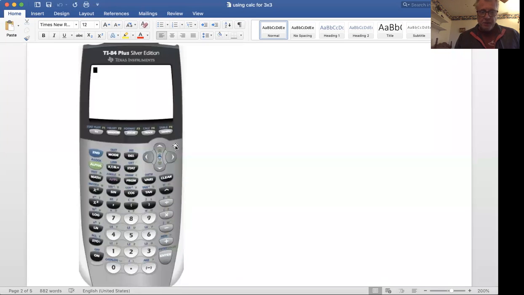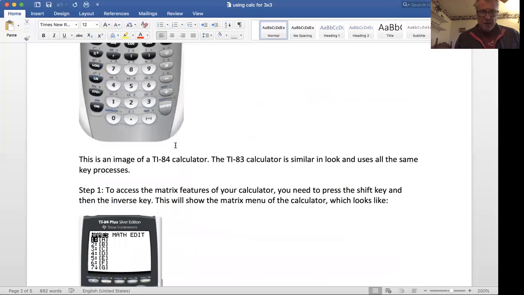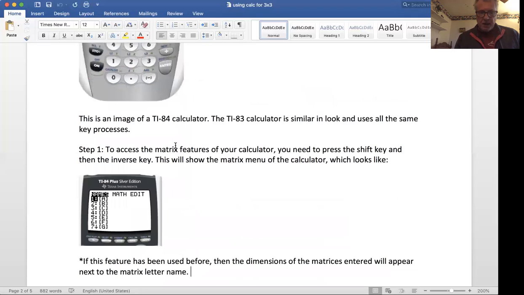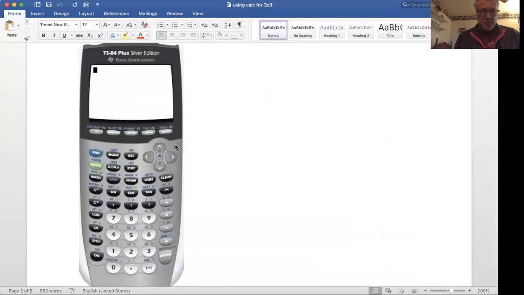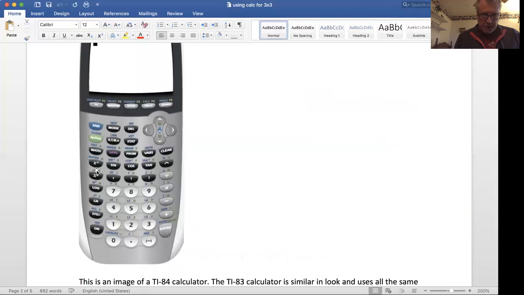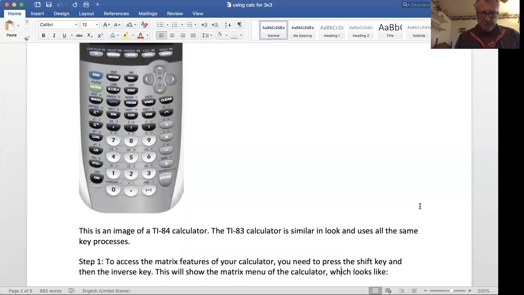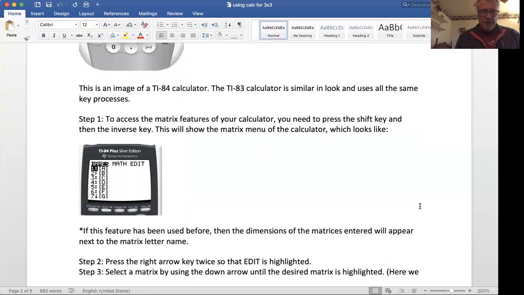So now let's start on our matrix, home window. We're going to press TI-83 or 84, it's similar, they're all the same process. Step 1, to access the matrix features of your calculator, you need to press the shift key, so the second key, and the inverse key, that's the x minus 1 key. Going back up here, that would be this key right here. See how it says matrix above it? That's what we're pressing. And then we have a bunch of names. Some of these might have numbers next to them, the A, B, C, D. No big deal. We're going to edit.